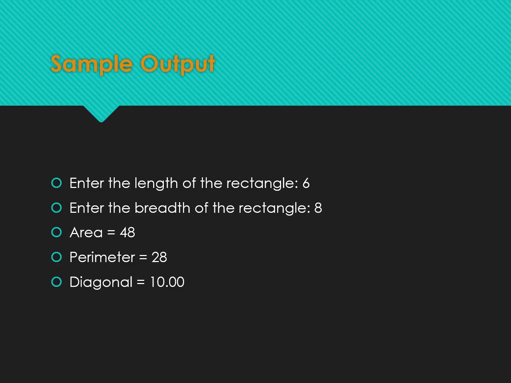The diagonal is calculated using the formula, square root of 6 squared plus 8 squared, which results in a value of 10.00. The program uses system.out.print to format this result to exactly 2 decimal places. This output confirms that our program is working as expected. It accurately accepts input, performs precise calculations, and presents the results in a clear, user-friendly manner.